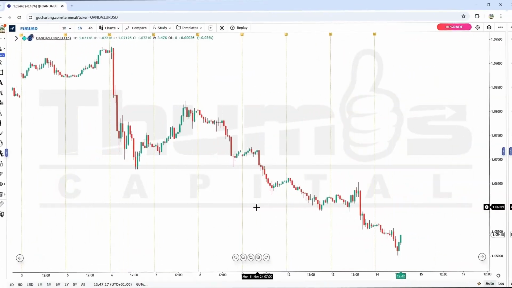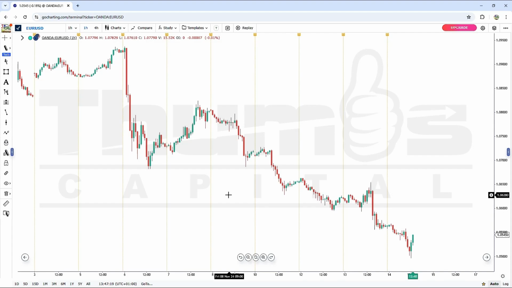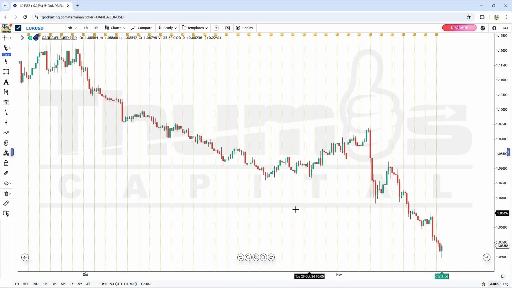The first thing we are going to do is to mark out our quarterly contract and the monthly contract, as well as the weekly contract in the last quarterly contract. And the last quarterly contract is the September contract. In order to mark this easily, I usually go to the 4-hour time frame.